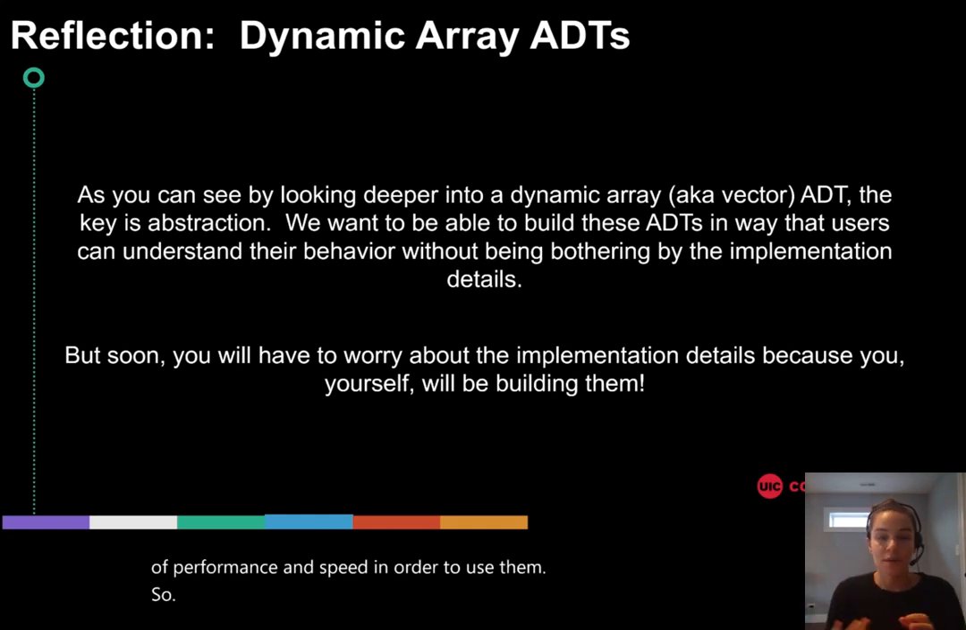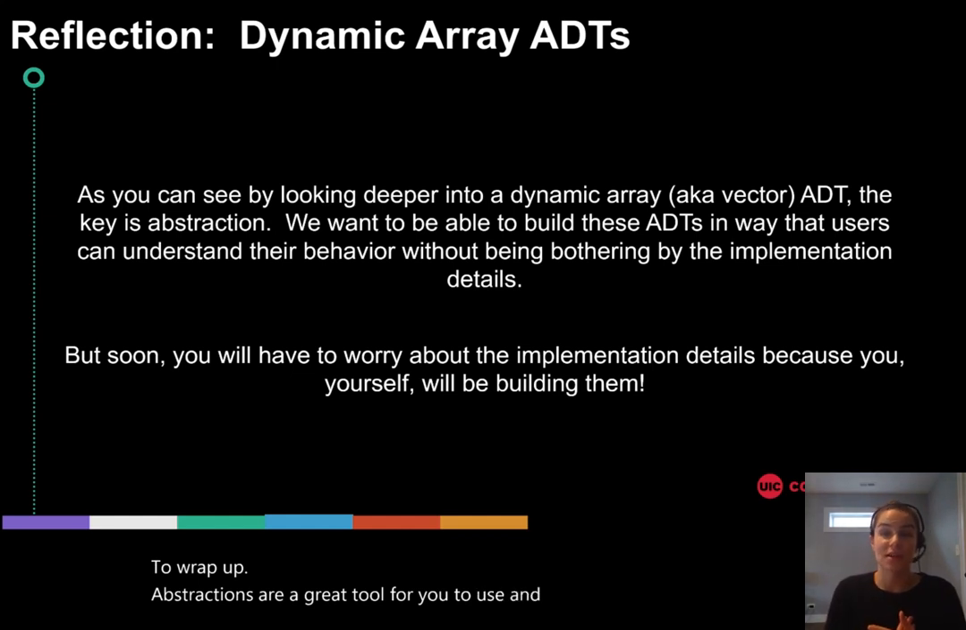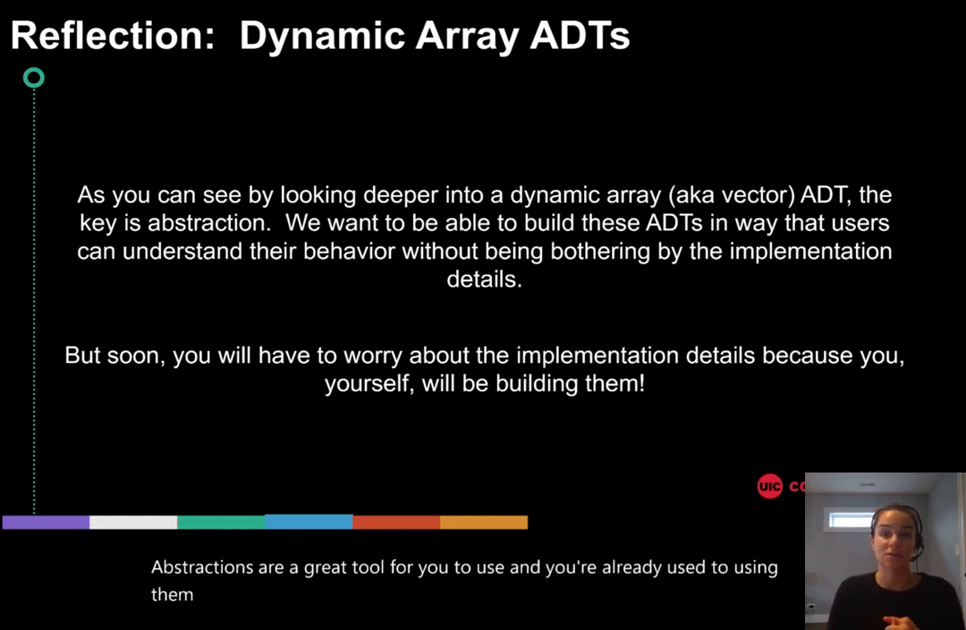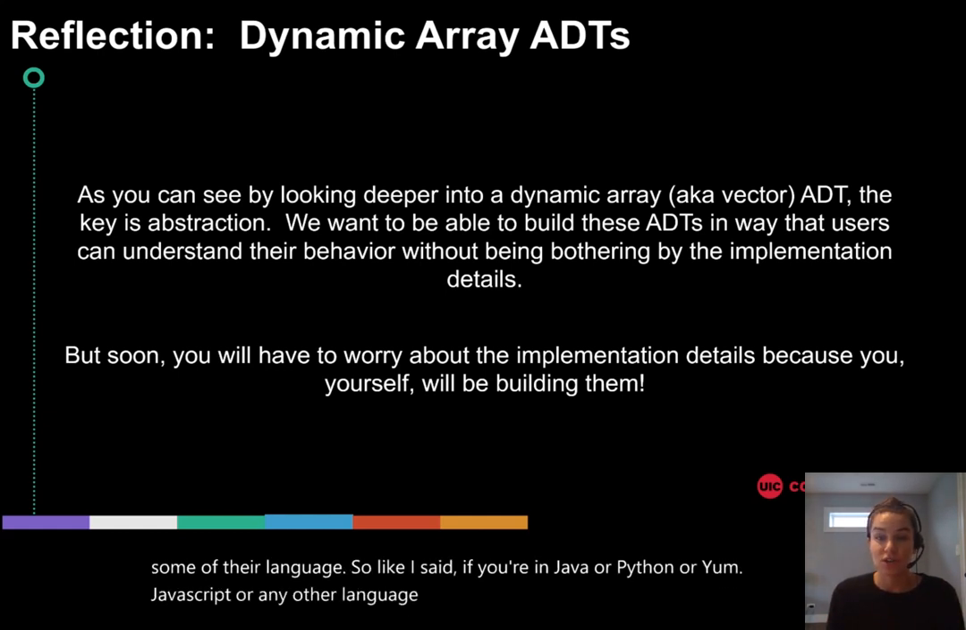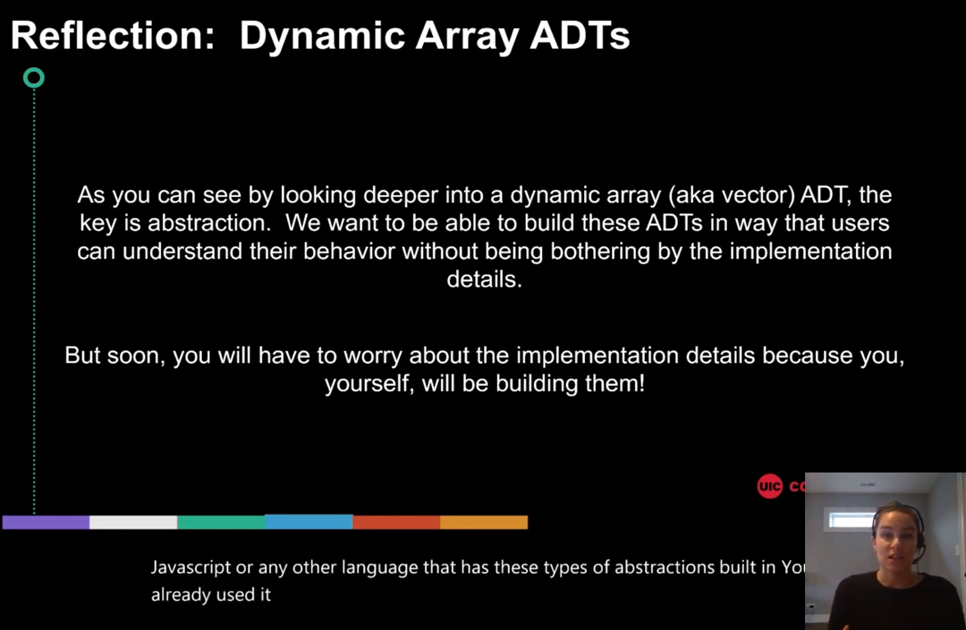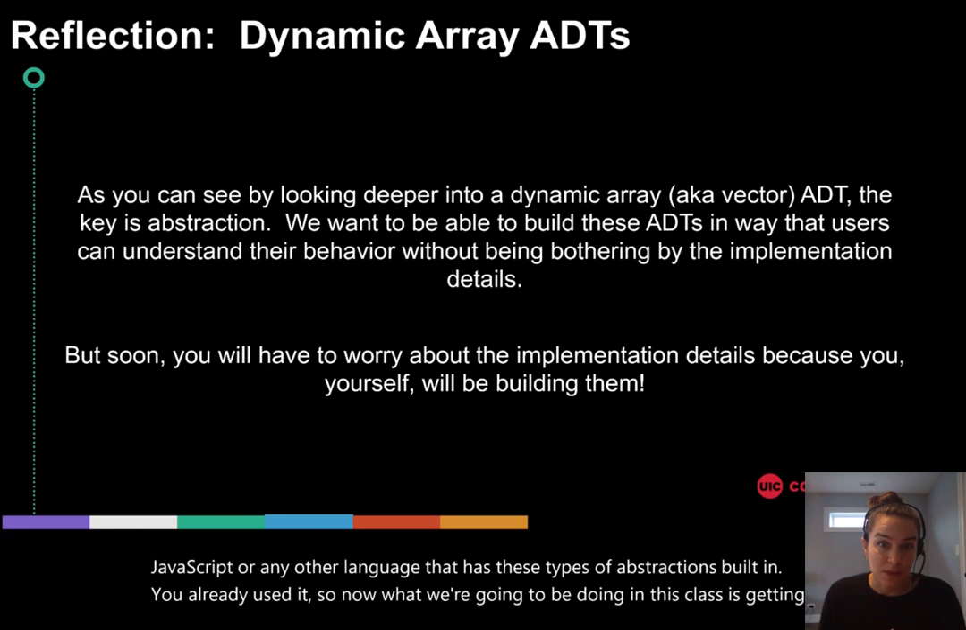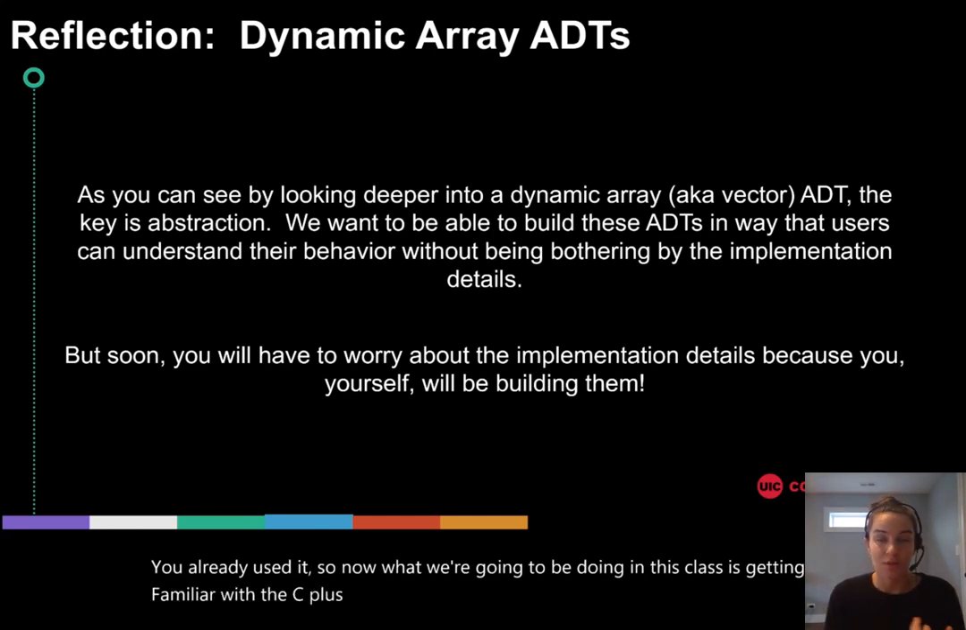To wrap up, abstractions are a great tool for you to use, and you're already used to using them because everyone has used dynamic arrays before coming to this class in some other language. Like I said, if you're in Java or Python or JavaScript or any other language that has these types of abstractions built in, you've already used it. Now what we're going to be doing in this class is getting familiar with the C++ abstractions that are available, and then we're going to start building our own.